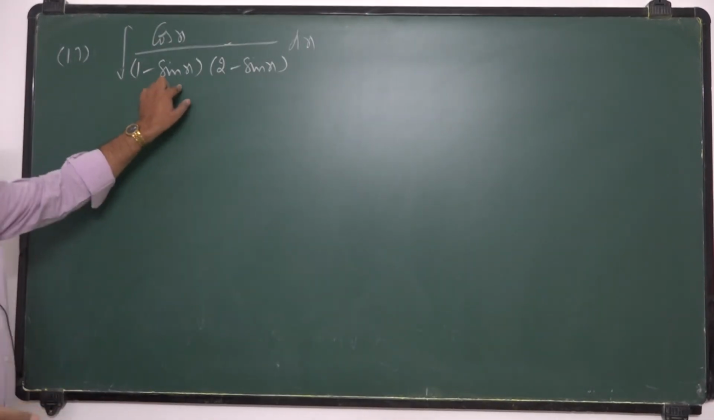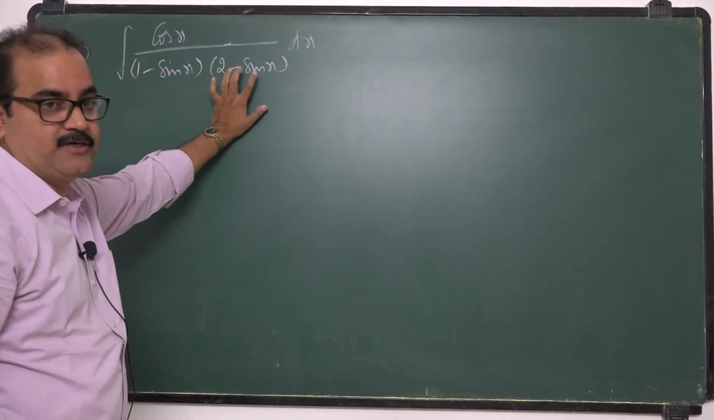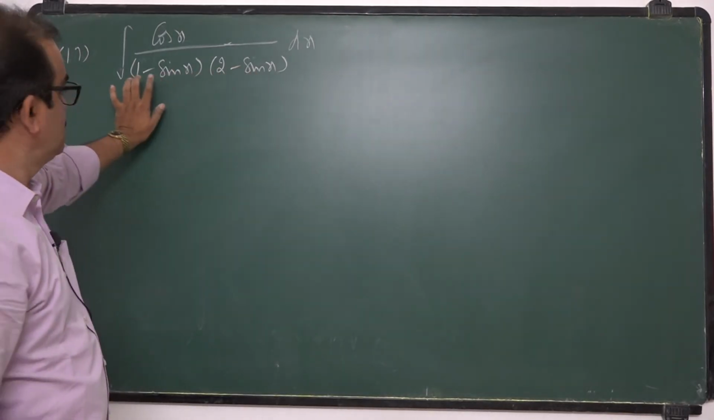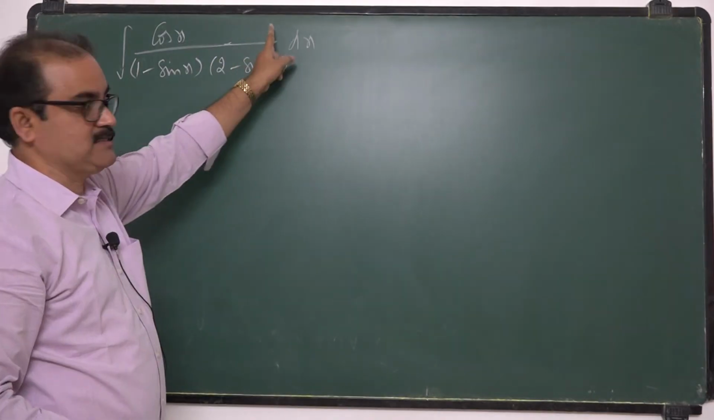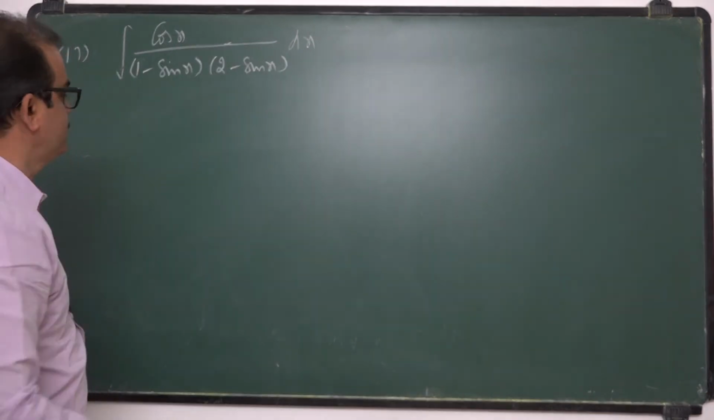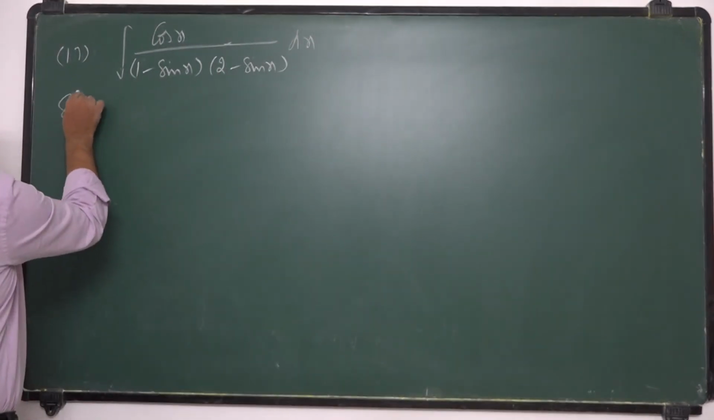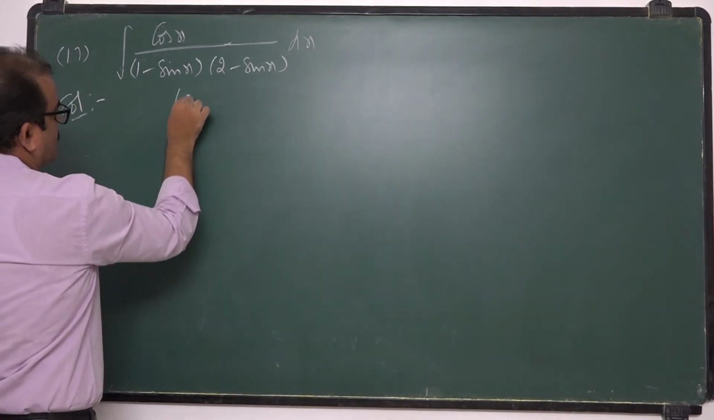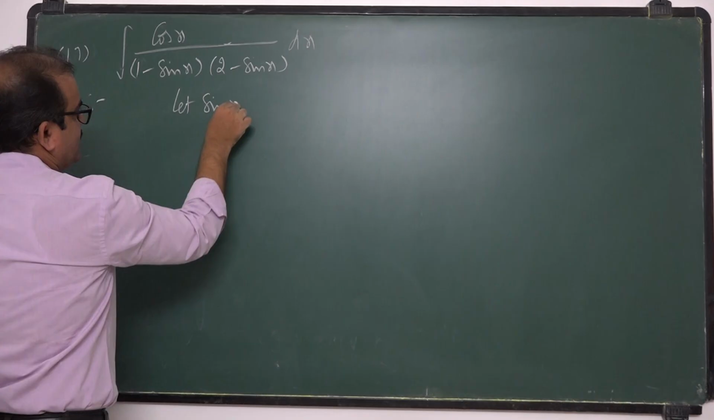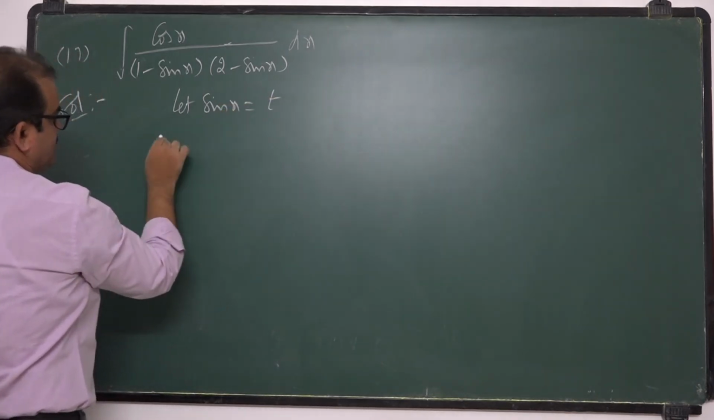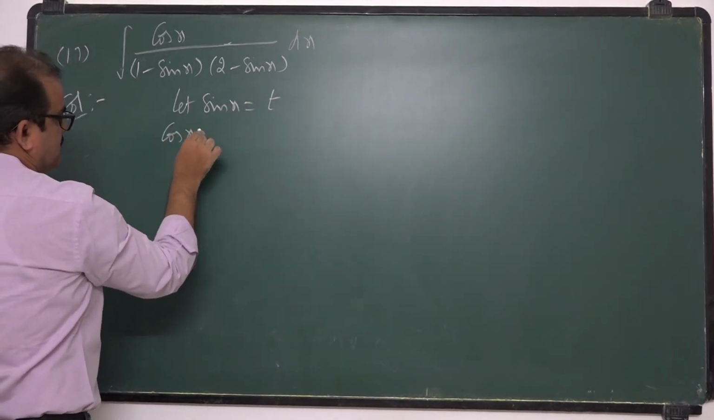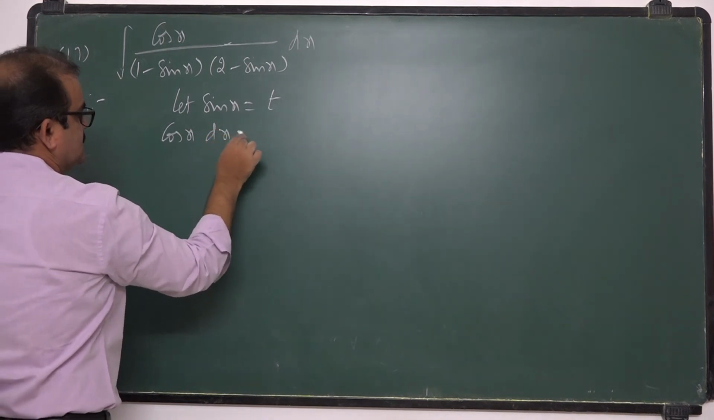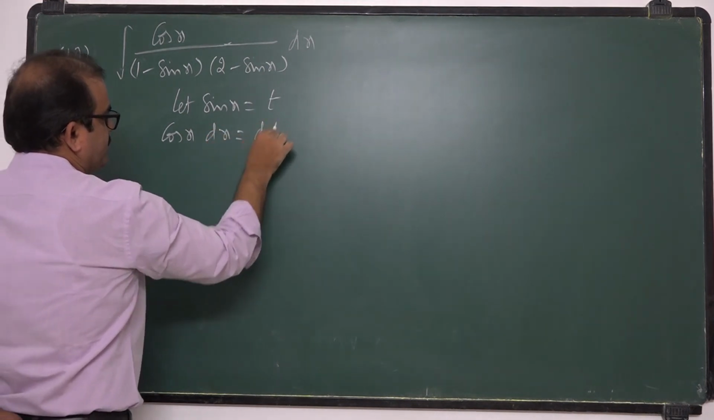In this problem, assume sin x is equal to t. Let sin x is equal to t. Then its derivative cos x dx is equal to dt. Its derivative cos x into dx is equal to dt.